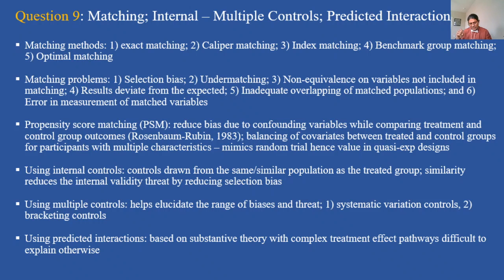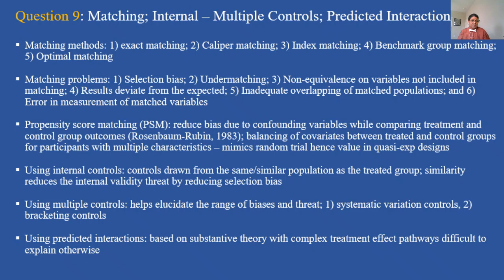So larger sample sizes and reliability of measurement, however, these two things are very important if we want to see the utility of predicted interactions in reducing any threat.